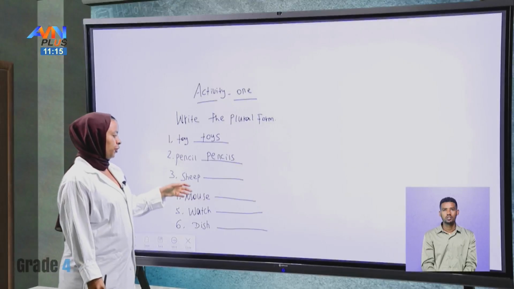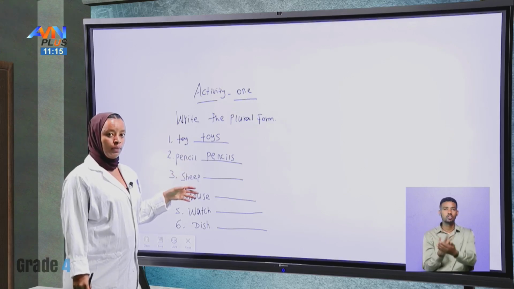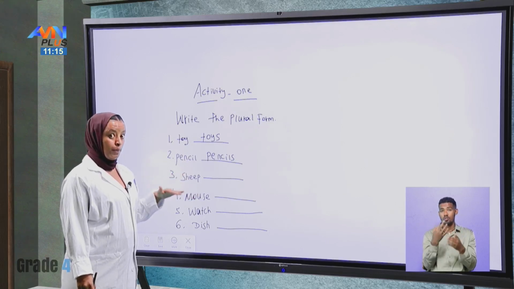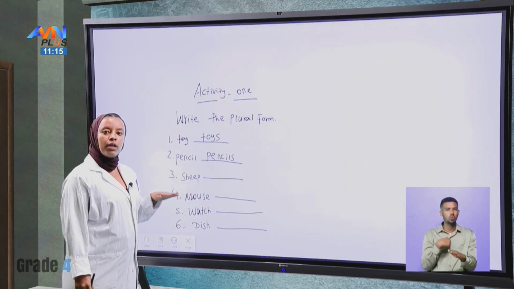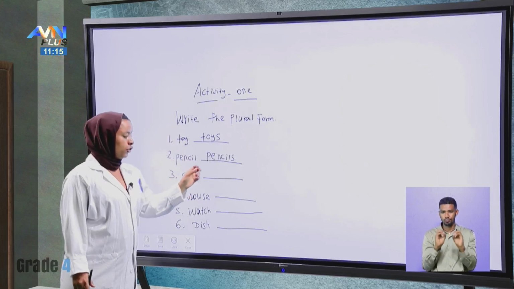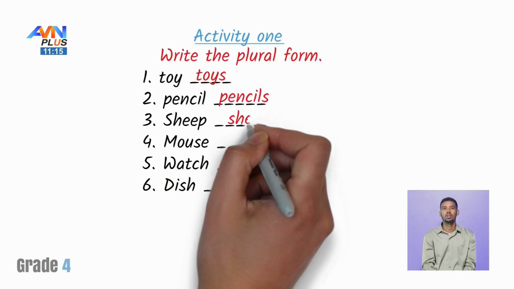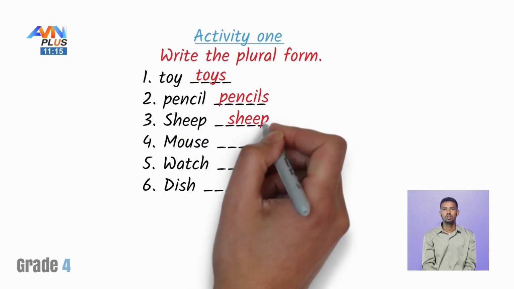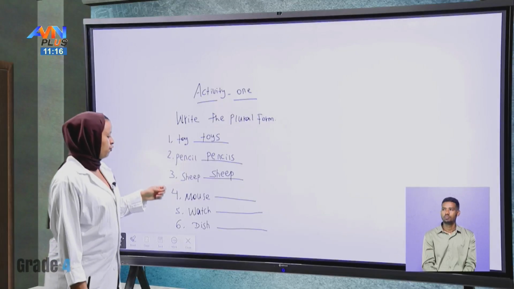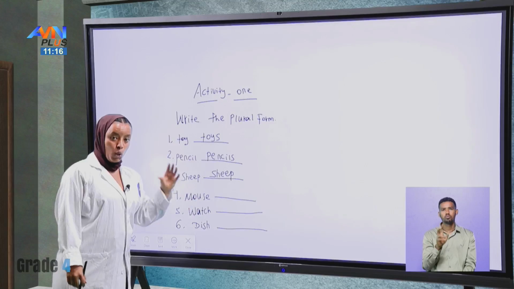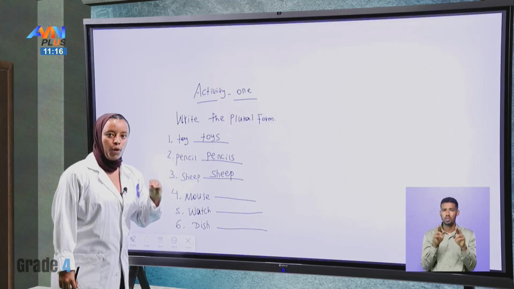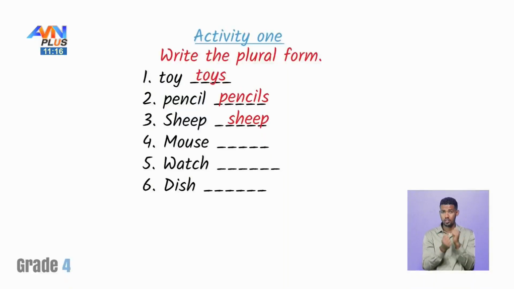Here is sheep. This is an irregular form. As I gave you this example before, we don't change it at all. We just take sheep, sheep. Here is 4, mouse, also an irregular form. Change to what? Mice.